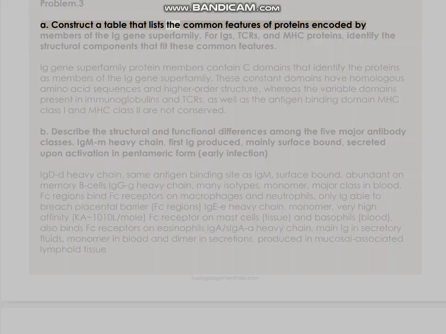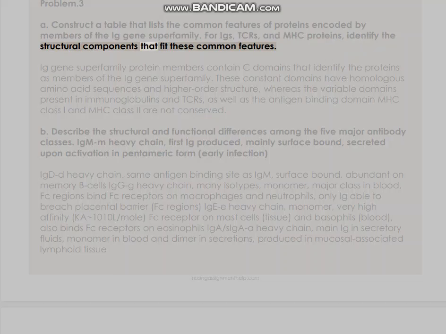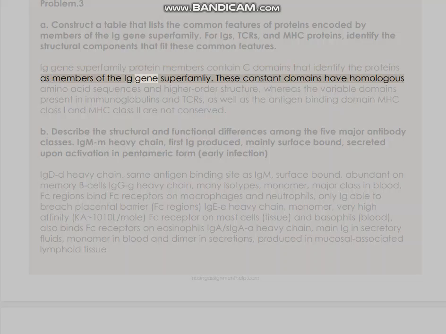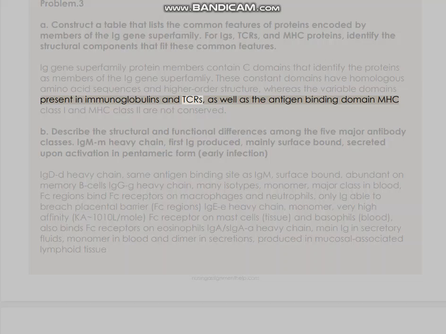Problem Point 3. Construct a table that lists the common features of proteins encoded by members of the Ig gene superfamily. For Igs, TCRs, and MHC proteins, identify the structural components that fit these common features. Ig gene superfamily protein members contain C domains that identify the proteins as members of the Ig gene superfamily. These constant domains have homologous amino acid sequences and higher-order structure, whereas the variable domains present in immunoglobulins and TCRs, as well as the antigen-binding domain of MHC class I and MHC class II, are not conserved.